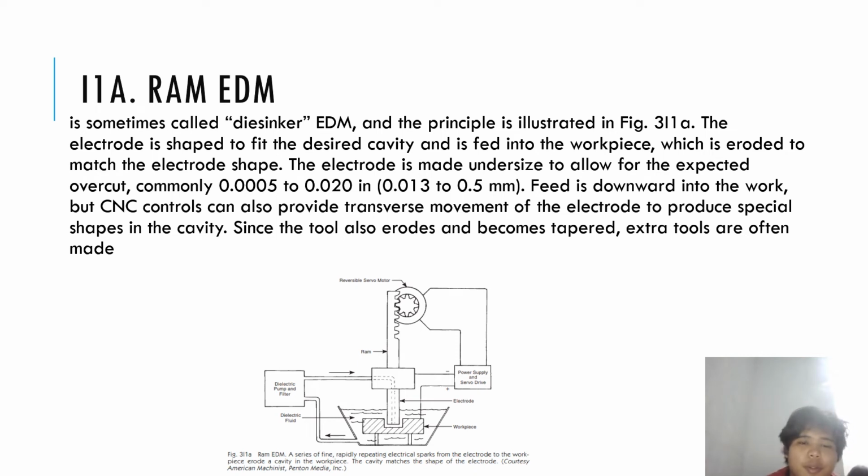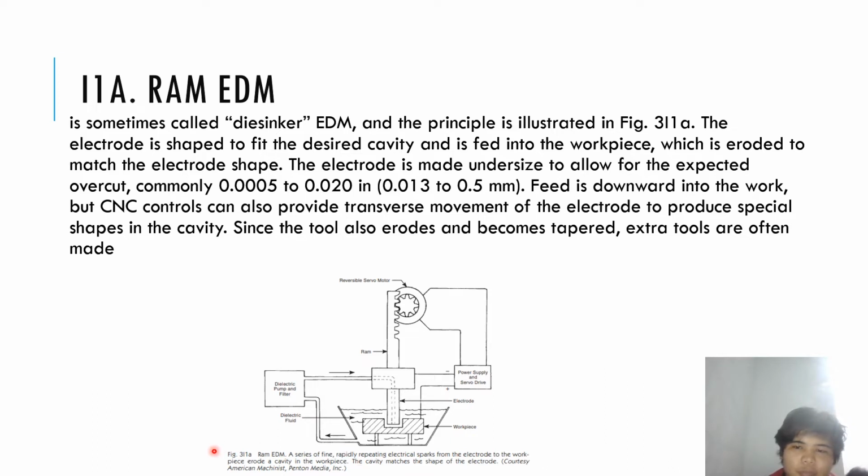Now we're going to talk about RAM EDM. It's sometimes called desinker, and the principle is illustrated on the figure below. This is the RAM, this is the workpiece, and the RAM is using a reversible servo motor, of course. So the RAM is just going to go up and down, but the electrical pump and filter here is used for the power, and this is the electrode.